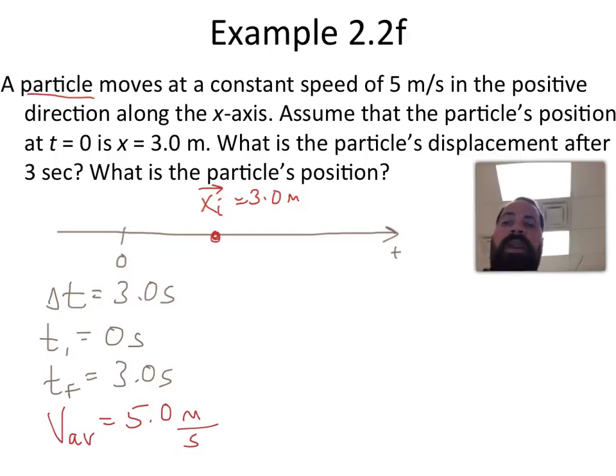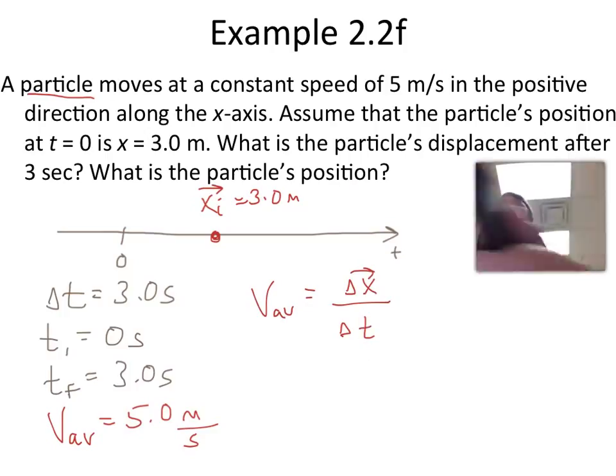All right, so what we want to find out is what is the particle's displacement, that is, how far has it been moved in those 3 seconds, and what is its final position right here. So let's go ahead and do this. Let's write down what we know about how to calculate velocity. Average velocity equals change in x, that's our displacement right there, over our change in time. And that's our time, which we know right there.